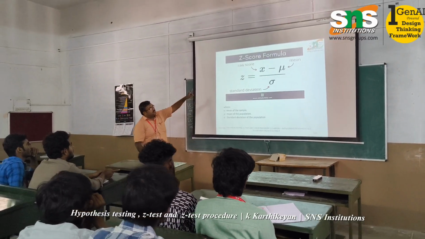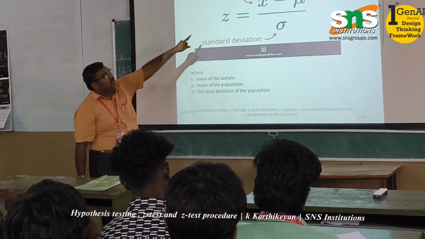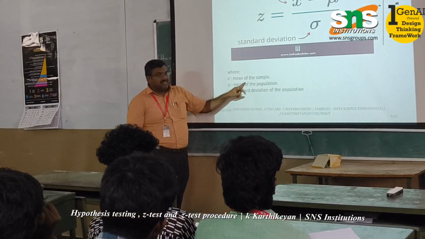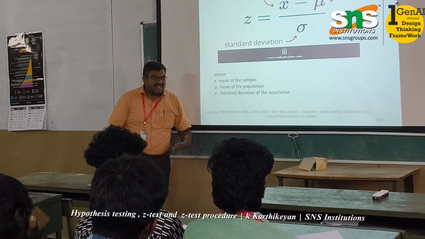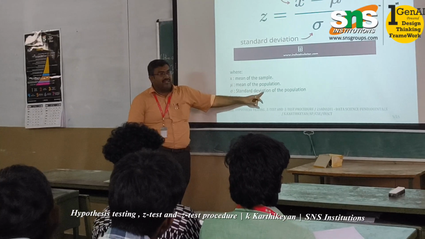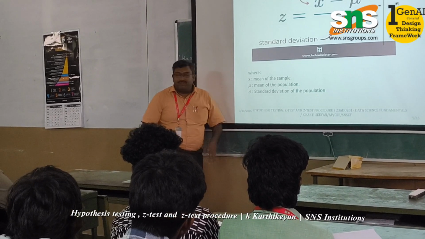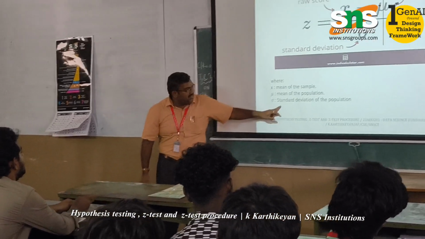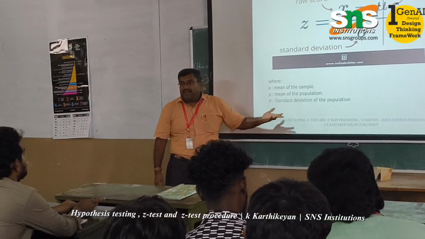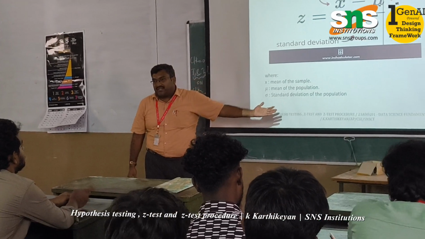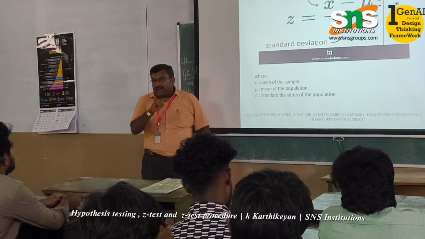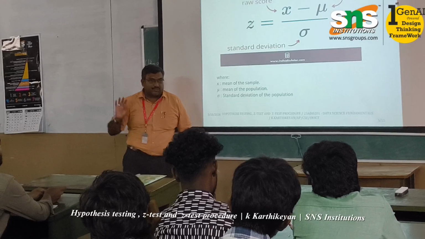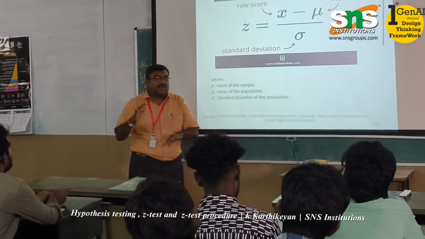So the z-score formula: x is the raw score, mu is the mean, and sigma is the standard deviation. Here x means the sample, and mu is the mean of the population. How many numbers are available? For example, we take 24 members, but we only received 17 samples. Sigma is the standard deviation of the population. You can take the values, substitute, and get the answer. The answer is compared with minus 1.96 to plus 1.96. After verifying, we give a percentage, whether you accept or not accept.